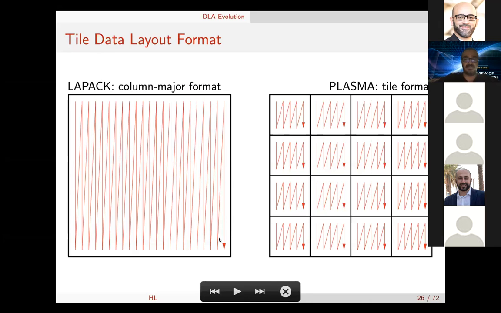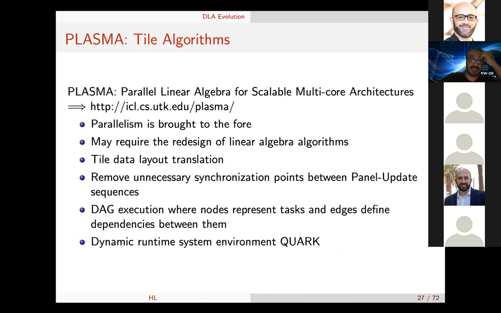Okay, and the main idea of PLASMA, right? So the main idea of PLASMA is, as I said, we split the matrix into blocks, and then I need to redesign my algorithm so that it can now run on a data structure that has changed under the hood. So this may require really redesigning the algorithm. Once you do that, you are able to express your algorithm in terms of a DAG, directed acyclic graph, and that DAG needs to be scheduled by a runtime system. The runtime system that comes with PLASMA is called QUARK.